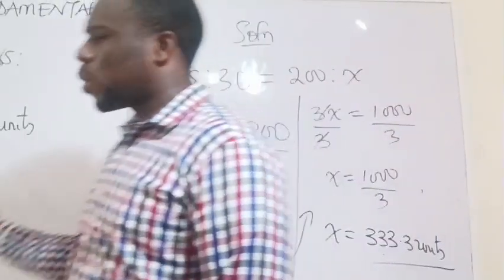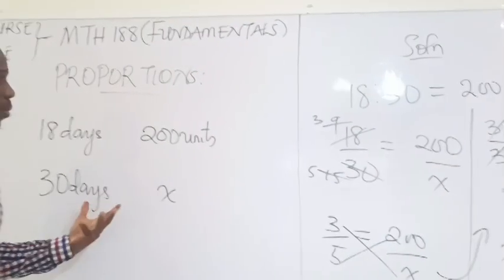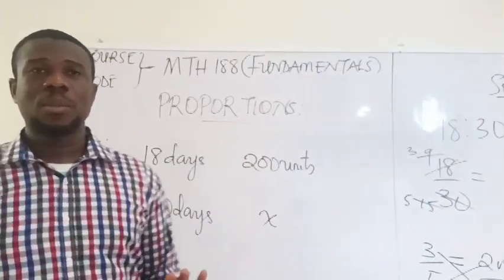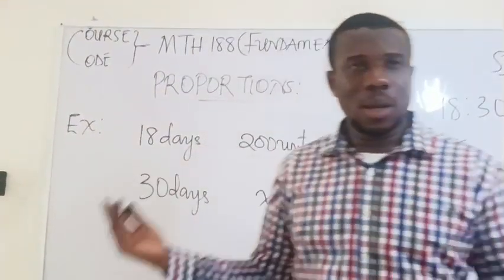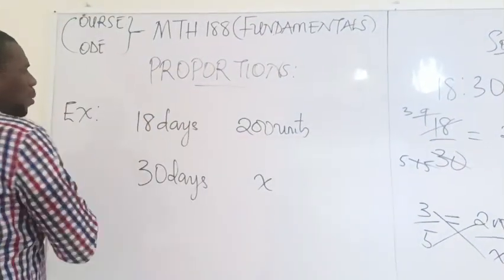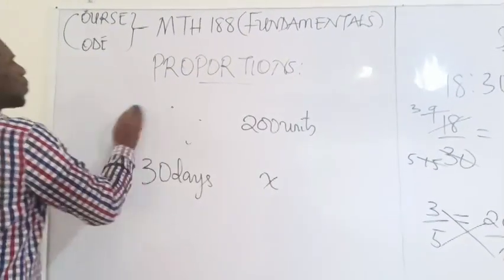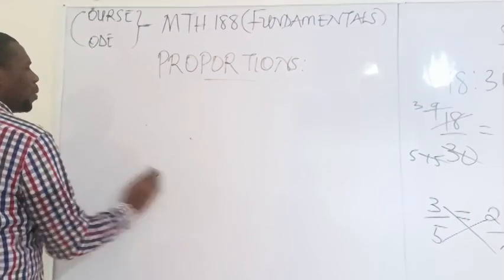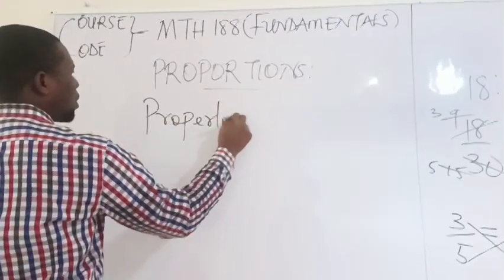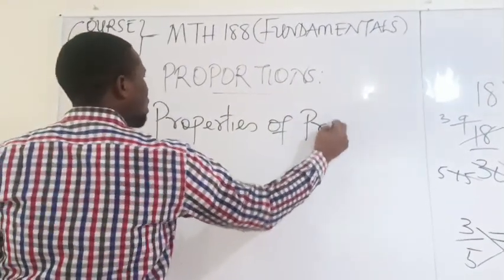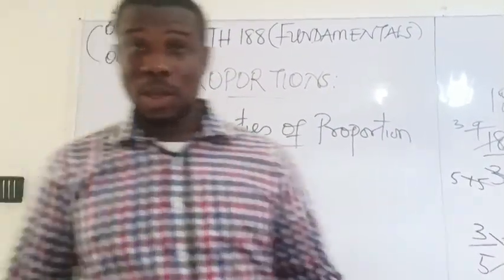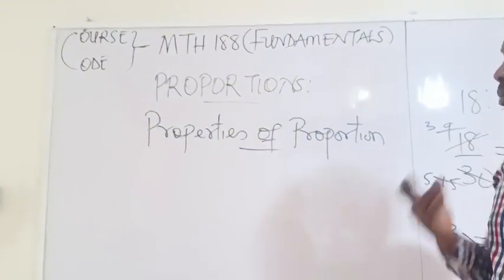All right. So these are the few questions I wanted to solve in proportion. Now, proportion has properties, a few of them. So let's talk about a few of these properties of proportion, and I'll wrap it up for the first lecture. So the properties of proportion. I talked about a few of them in the 5th part of the first lecture, so let me talk about the rest.